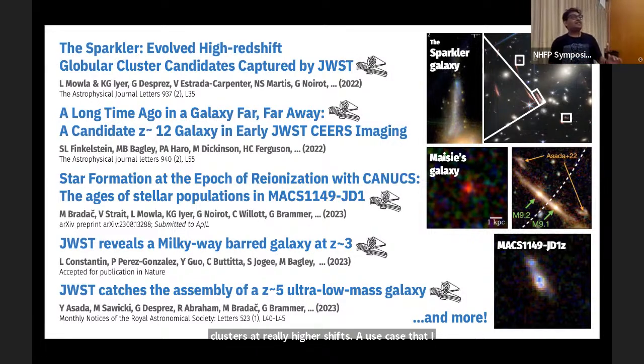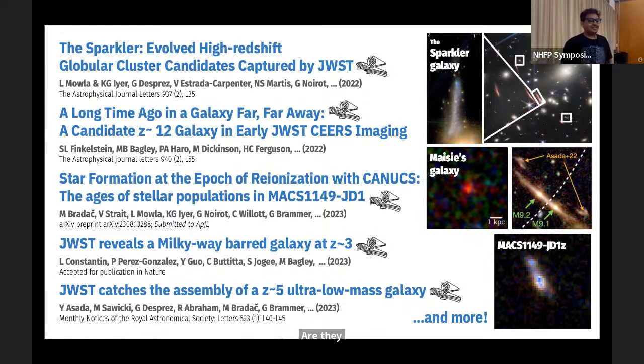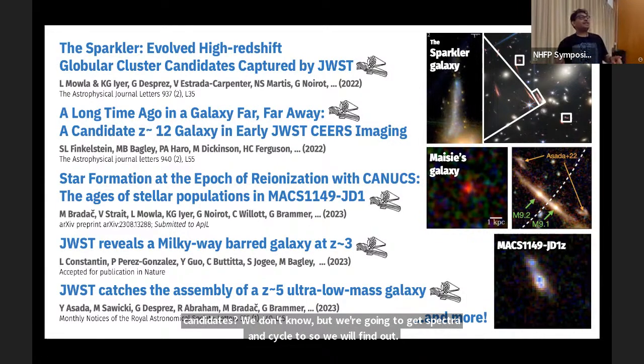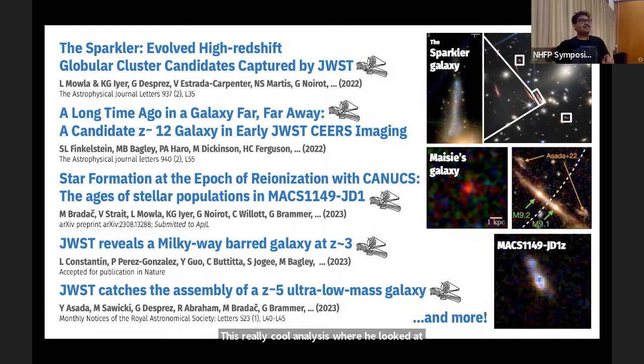Are they actually globular clusters, or are they just candidates? We don't know, but we're going to get spectra in cycle 2, so we will find out. Yoshi Asada did this really cool analysis where he looked at 2 lensed high redshift galaxies merging and used their star formation histories to figure out whether there's coherent signals in them that would indicate a merging system.